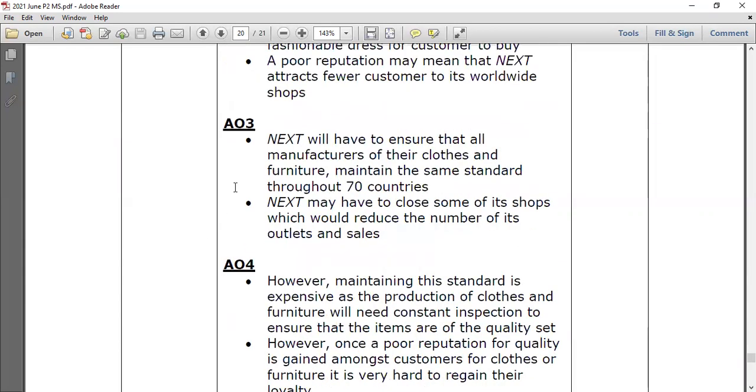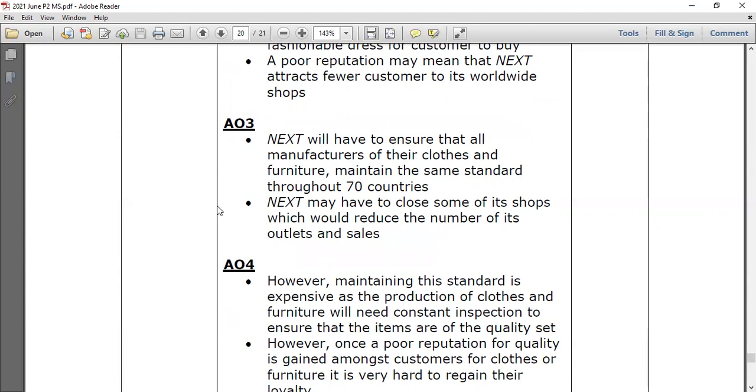Look at the leading points, the analysis point. Next, they'll have to ensure that all manufacturers of their clothes and furniture maintain the same standards throughout 70 countries. It's another application using the number of 70 countries they're operating in. They have to ensure that all the manufactured items are the same standard throughout the 70 countries. And next, they may have to close some of their shops, which would reduce the number of outlets and sales.